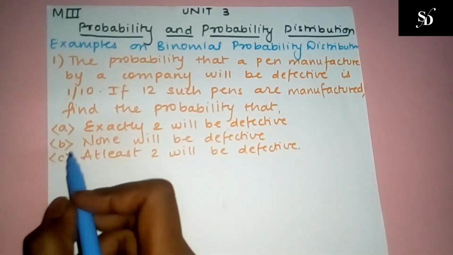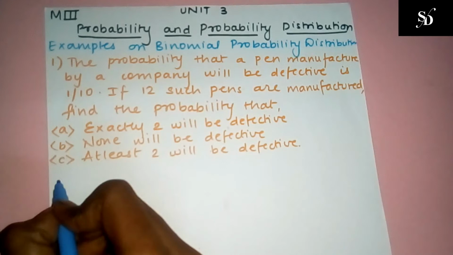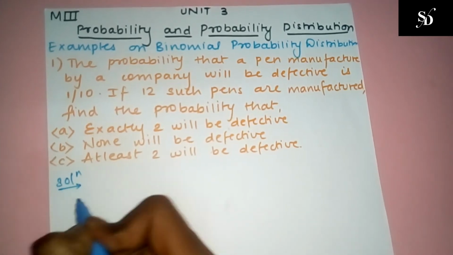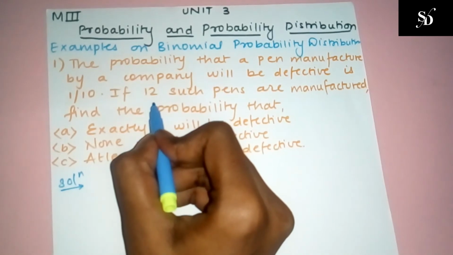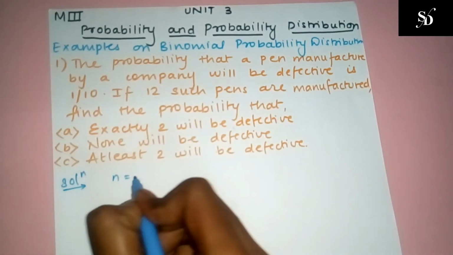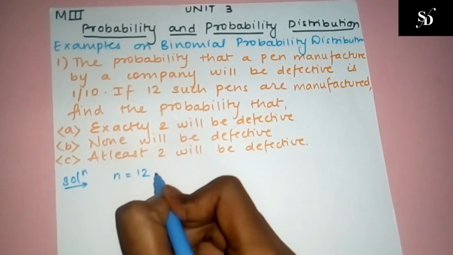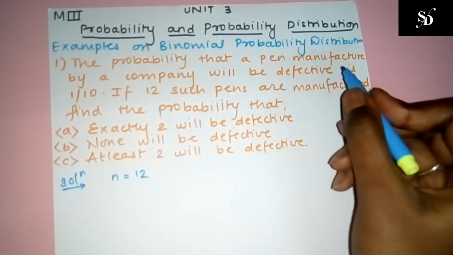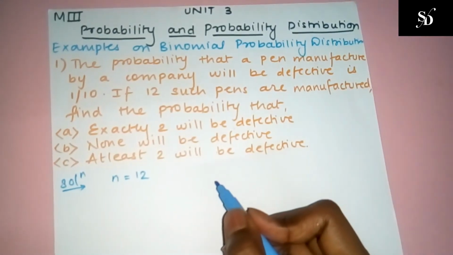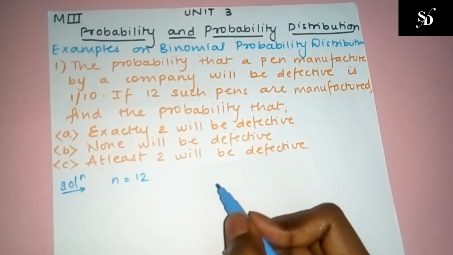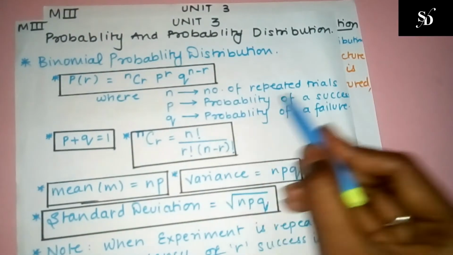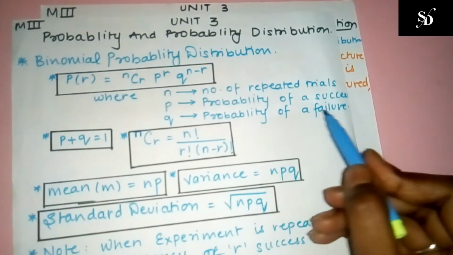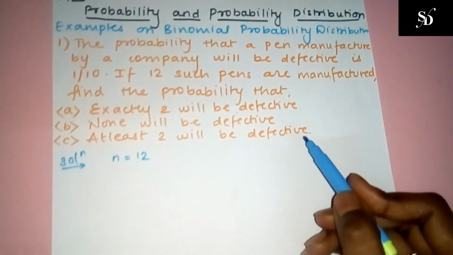Now first we will write what is given in the sum. So solution. First, what is given? 12 such pens. So this will be n. So our small n is equal to 12. Now binomial probability distribution will have two things, that is the success and the failure. As I've told in the previous video, P will be the probability of success and Q will be the probability of a failure. So now we have to find P and Q.